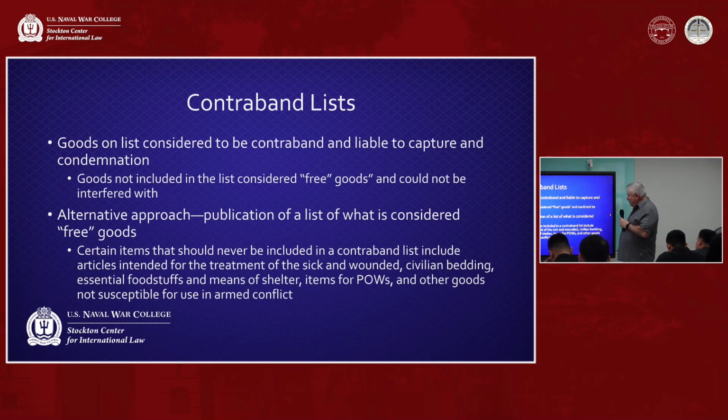One way to facilitate the identification of contraband is to provide contraband lists. So anything that's on the list will be liable to capture and condemnation. The other alternative is not to have a contraband list, but to have a list of free goods, which would be things that are not subject to capture by the belligerents.